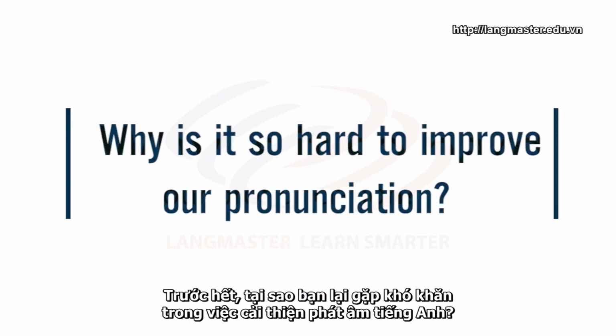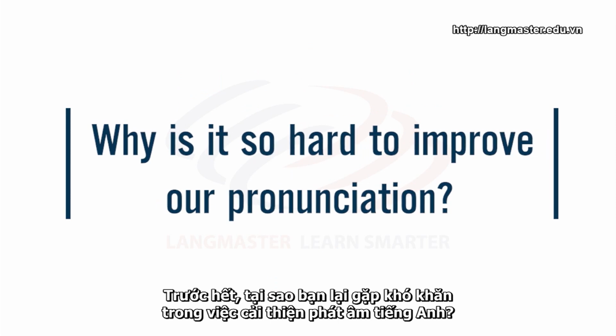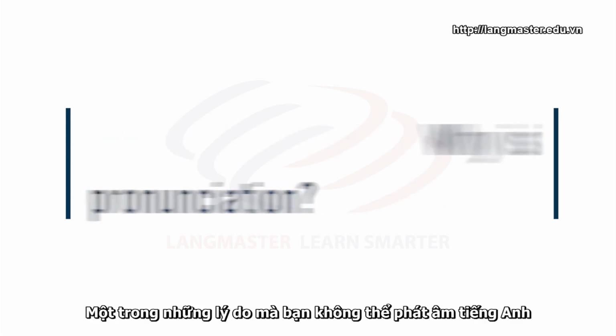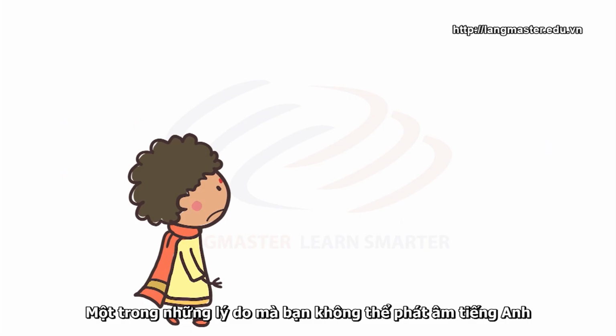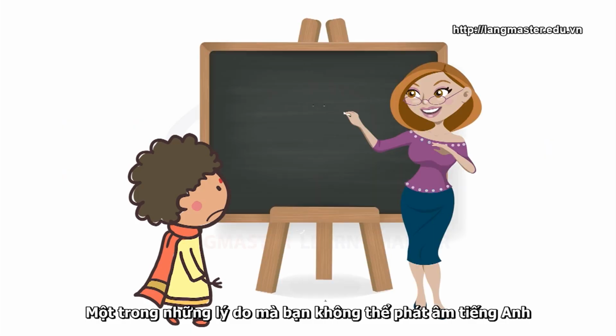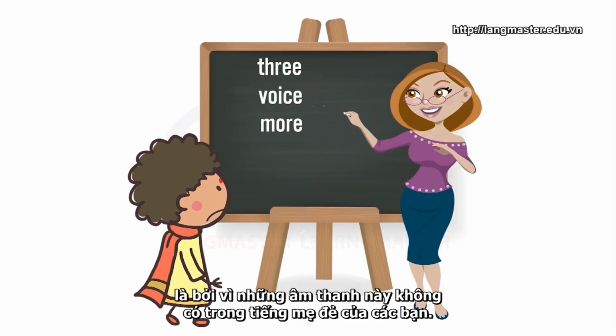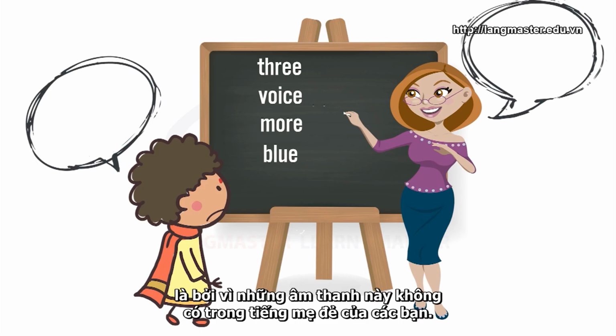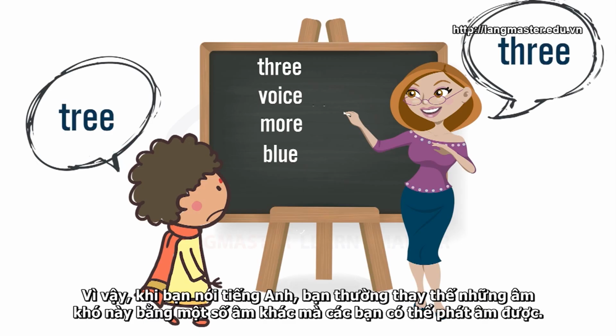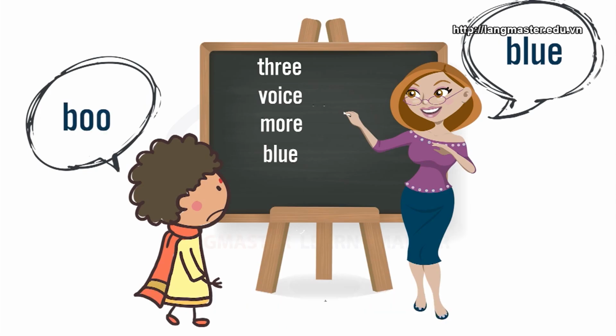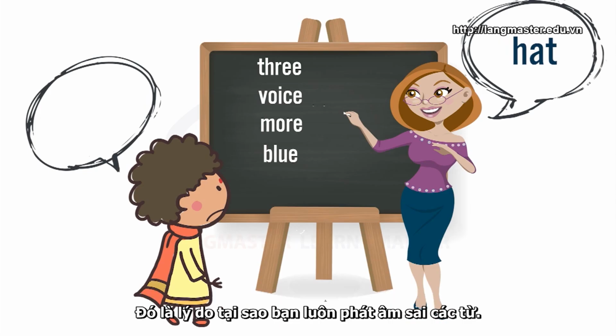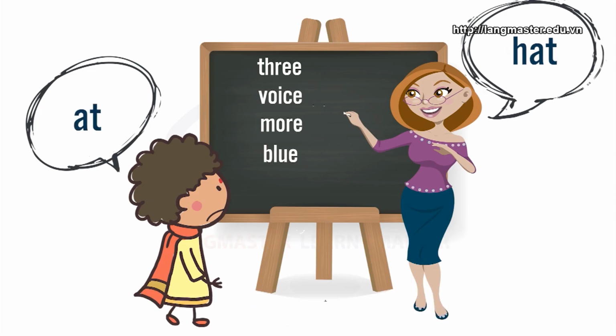First of all, why is it so hard for you to improve your English pronunciation? Well, one of the reasons is that you can't make some sounds in English because those sounds are not present in your native languages. So, when you speak English, you often replace those difficult sounds with some other sounds that you can make. That's why you mispronounce words all the time.